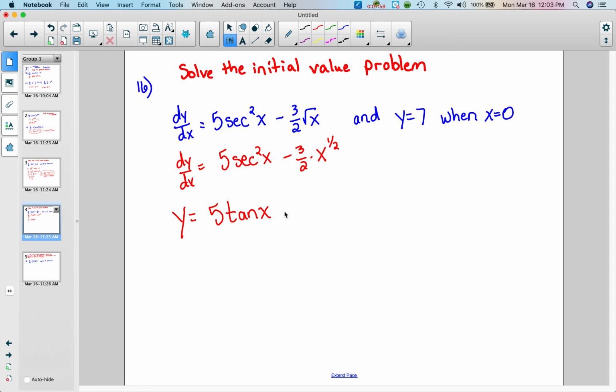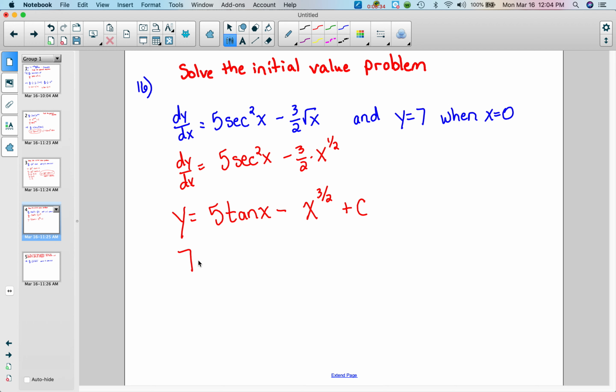And then here, I'm going to think about this now. I'm going to increase the power by 1, which is going to take me to x to the 3/2. And since they have a 3/2 here, that would be dropping down here, and it's going to stay negative. So I can see that when I take the derivative of this, I would get 5 secant squared x minus 3/2 x to the 1/2, so that works. So I'm going to have my plus c. Again, notice how every time I do the antiderivative, I check it by finding the derivative and making sure it matches my differential equation. So now I'm going to plug in my initial value.